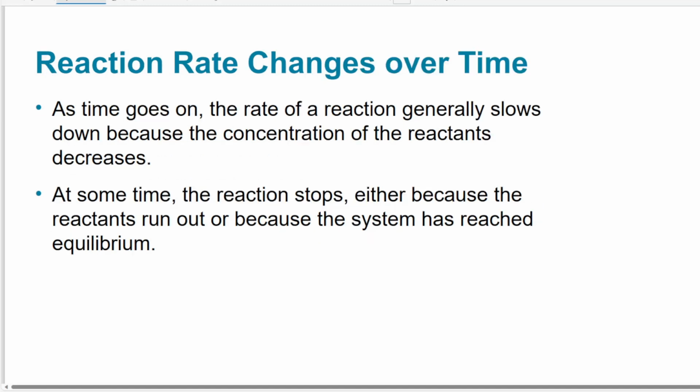So if we're plotting time versus concentration, we'll plot concentration on the y-axis and time on the x-axis. We'll see that our product increases as our reactant decreases. And at some point, the concentration of each species levels off because the system either reaches equilibrium or we run out of reactants.